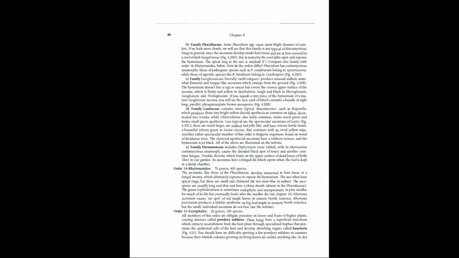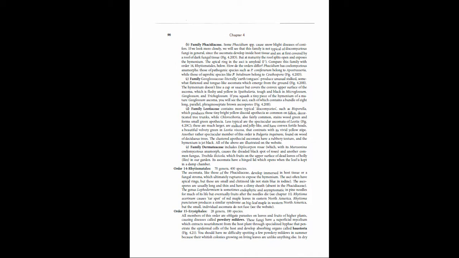The genus Lophodermium is sometimes endophytic and asymptomatic in pine needles for much of its life but eventually fruits after the needles die, see Chapter 11. Rhytisma acerinum causes tar spot of red maple leaves in eastern North America. Rhytisma punctatum produces a similar syndrome on bigleaf maple in western North America, but the small, individual ascomata do not fuse, see the website.